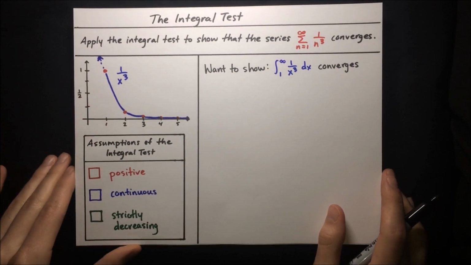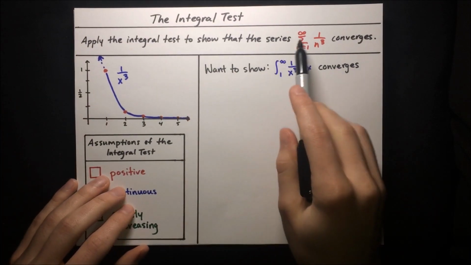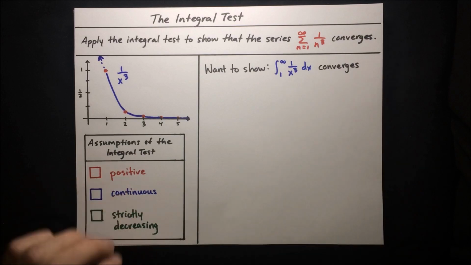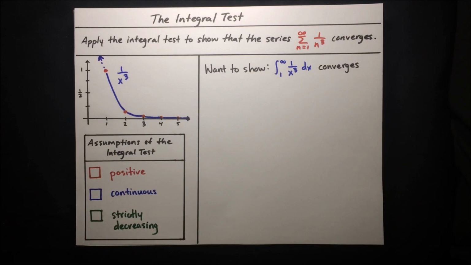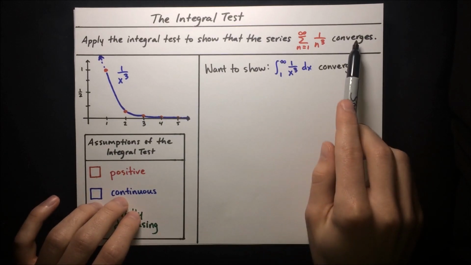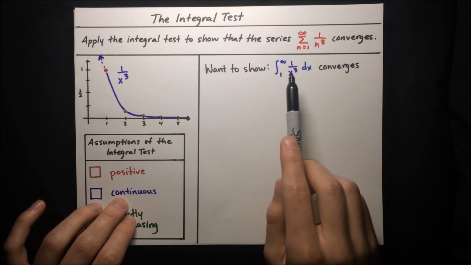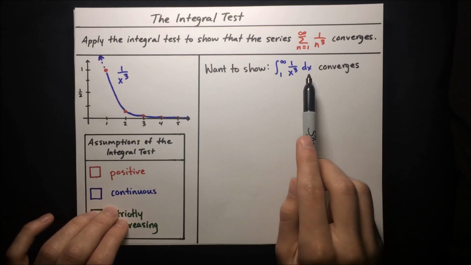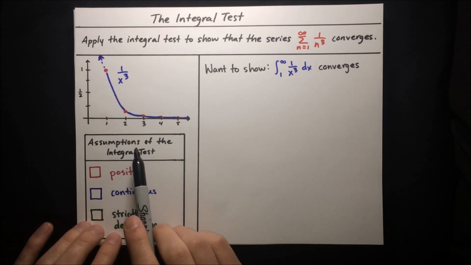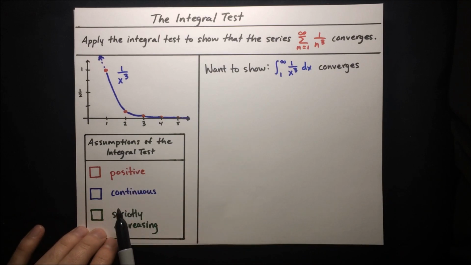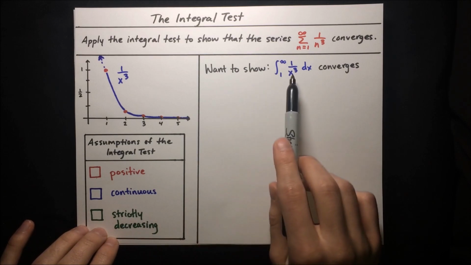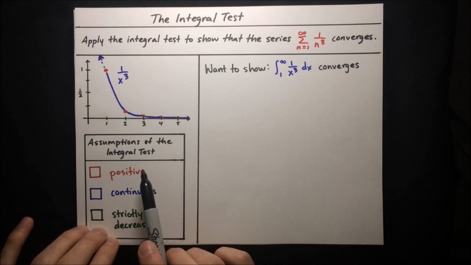Let's apply the integral test to show that this series 1 over n cubed converges. So the integral test just tells us that to check whether the series converges, we just need to check whether the integral converges. But before we get into that, again, we need to check the assumptions of the integral test. We need to make sure that this function is positive, continuous, and strictly decreasing. Otherwise, the integral test is useless and there's no point in computing the integral.